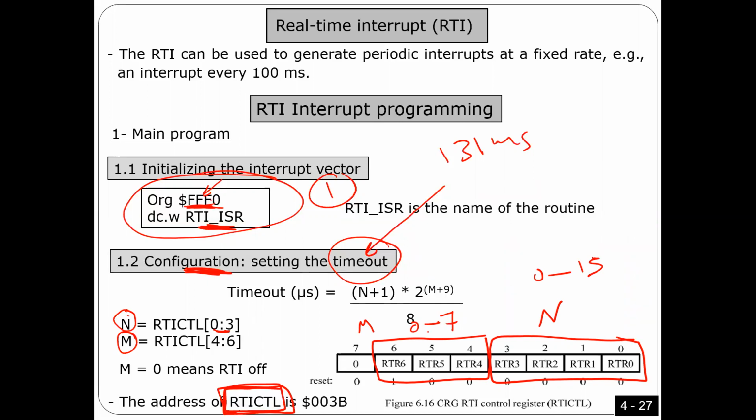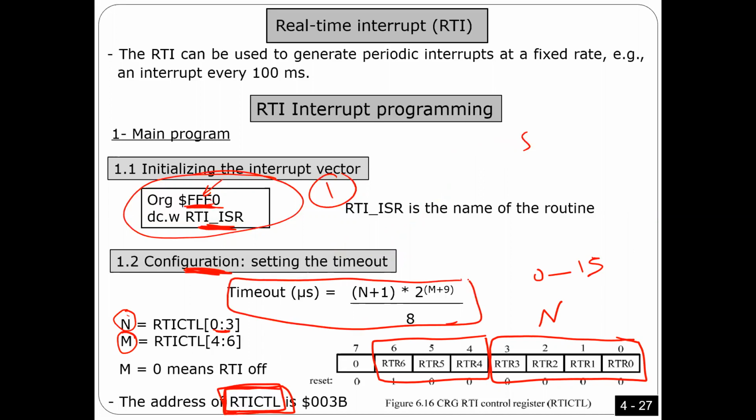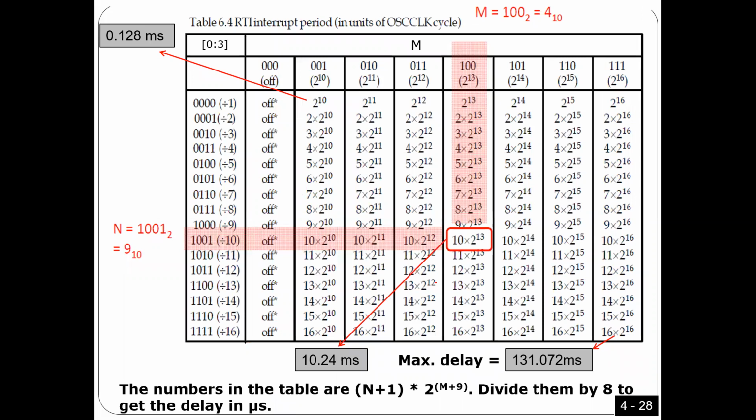So what is the relation? It is a mathematical equation, as you see here. This is the value of N, this is the value of M, and the result is in microseconds. So based on what value you put for N and what value you put for M, you can make a timeout in microseconds. In this table, I put all the values. For example, here this is M. M takes a value from 000 until 111, as you see here. N is here. It takes a value from four zeros to four ones.